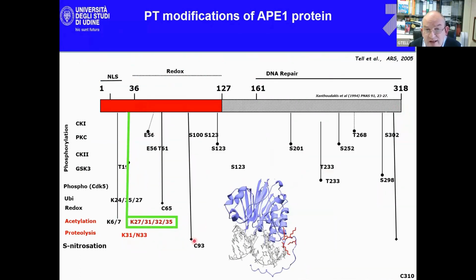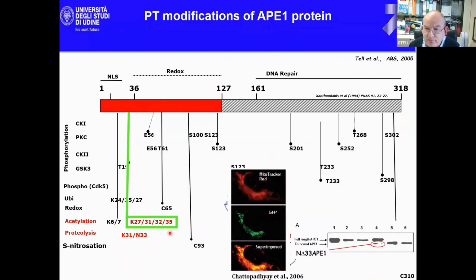Through this model, we identified several new post-translational modifications, such as acetylation occurring on lysines 27 to 35 here in the unstructured N-terminal domain of the protein. We identified a proteolysis occurring at the level of these residues, which is inhibited by acetylation. The proteolysis could give rise to a truncated form of the protein devoid of the nuclear localization signal, which is responsible for the cytoplasmic localization of the protein due to the loss of this nuclear localization signal.